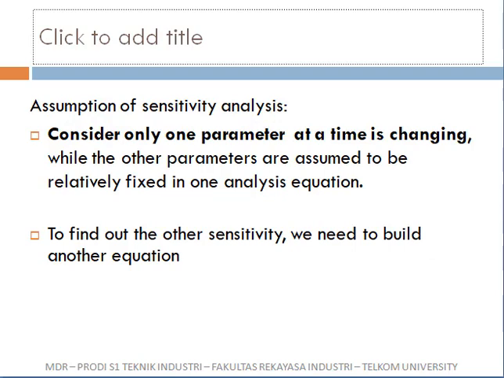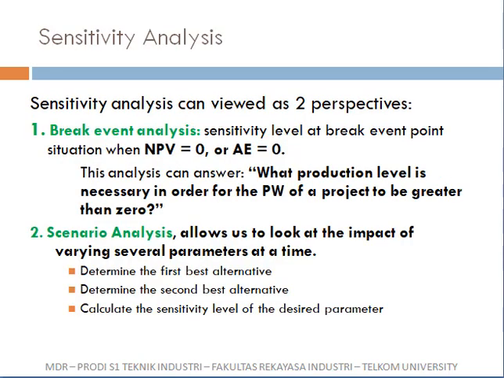The assumption used in sensitivity analysis is that you may only consider one parameter changing at one time, while the other parameters are assumed to be relatively fixed in one analysis equation. To find out the other sensitivity, we need to build another equation. And sensitivity analysis can be viewed from two perspectives here.